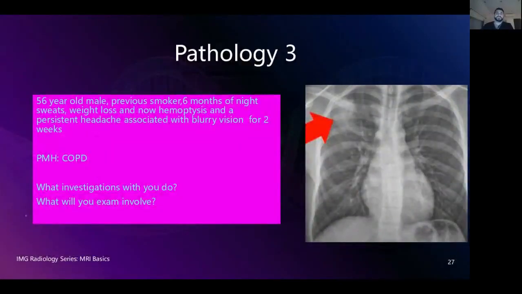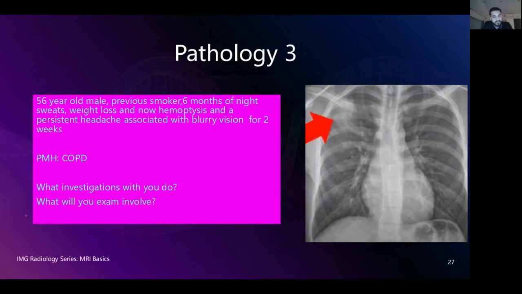Finally, the third one. We have a 56-year-old male, previous smoker, with 6 months of night sweats, weight loss, and now hemoptysis. He has a persistent headache and a past medical history of COPD. You've done a basic X-ray, and on the X-ray you can see a small abnormality, and you think to yourself, what might this abnormality be? You do a CT thorax, and that CT thorax shows a very suspicious-looking mass. What do you think might be going on as to why he's having his brain symptoms?